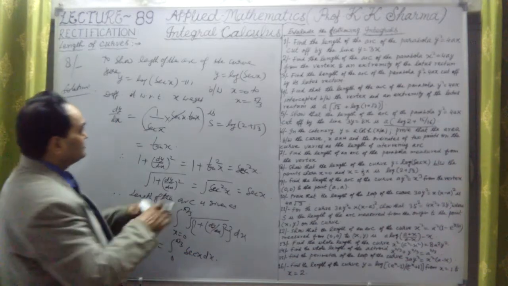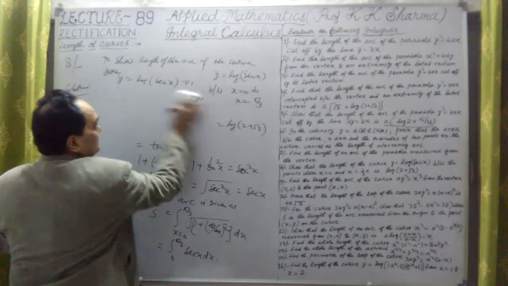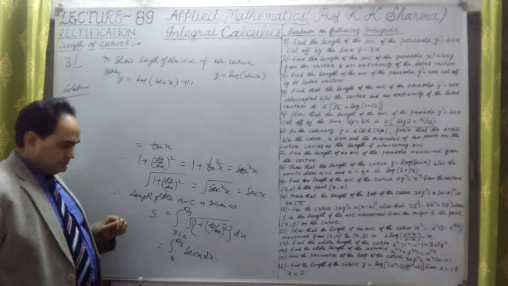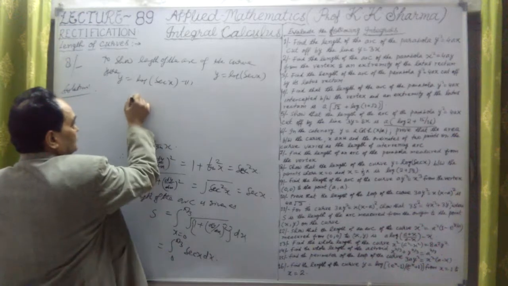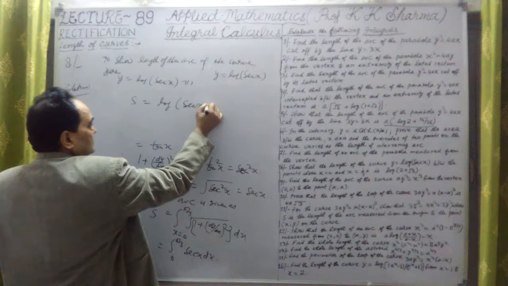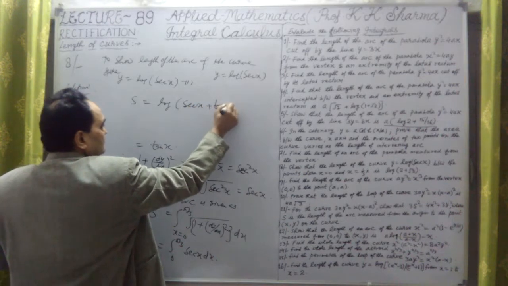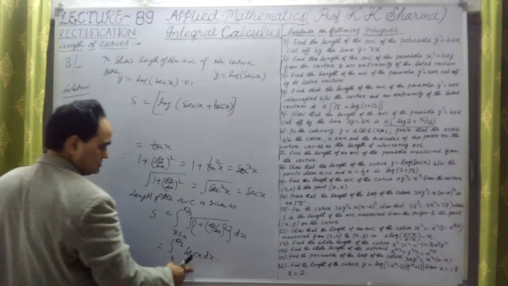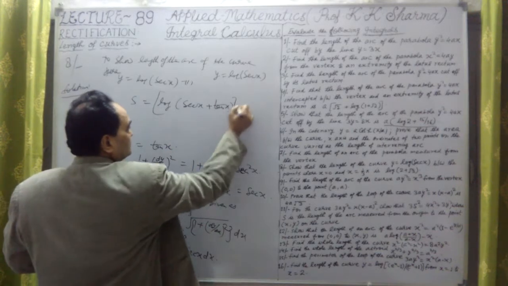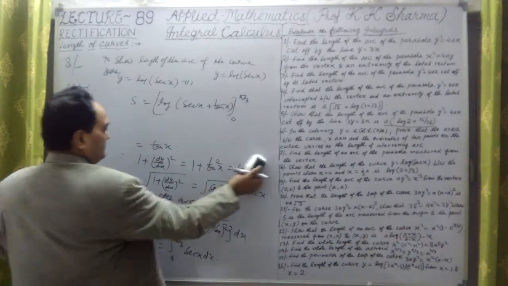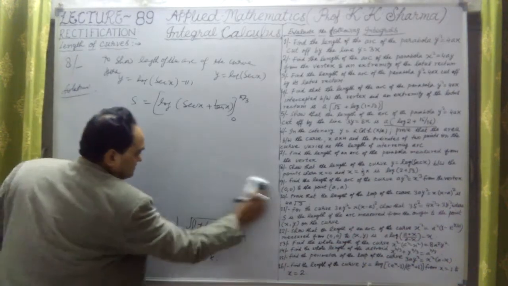What is the integration of this? The integration of secant x is log of secant x plus tan x. So s equal to log of secant x plus tan x. Now limits we have to substitute here, 0 to pi by 3. Now let me solve it further.